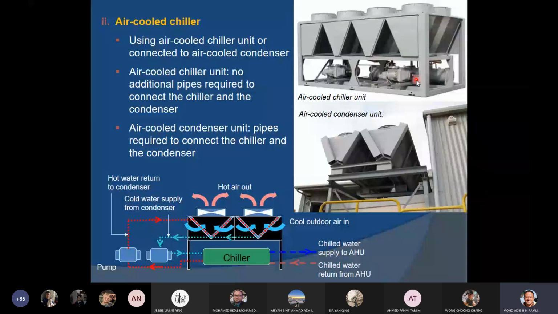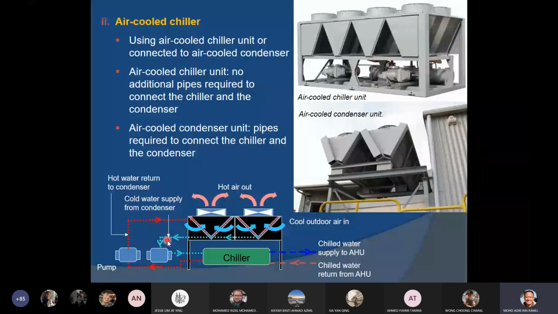So for the air-cooled chiller unit, which is this one that I mentioned, no additional pipe is required. But for the air-cooled condenser unit, you need to have pipes to connect between the chiller and this condenser unit. So from this diagram, you can see how the system works.